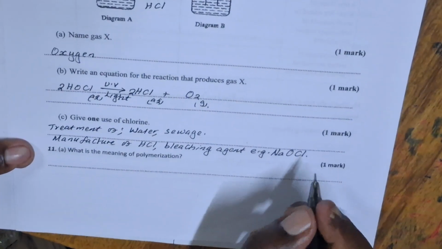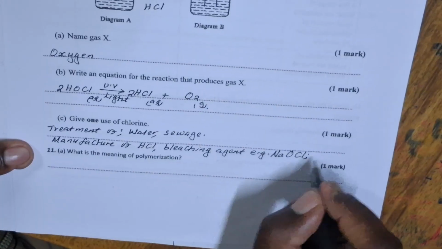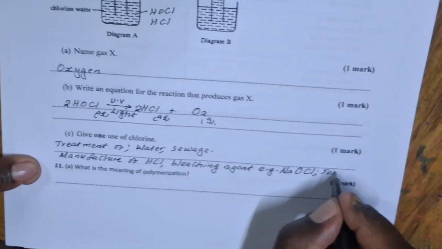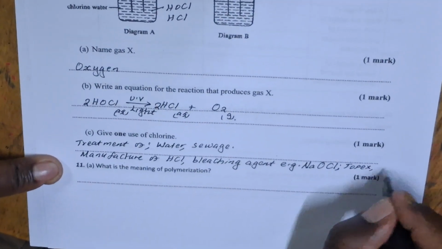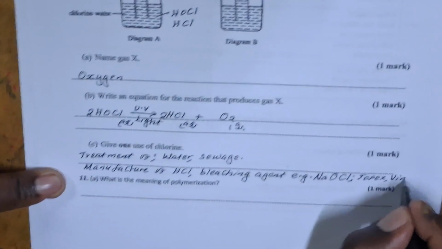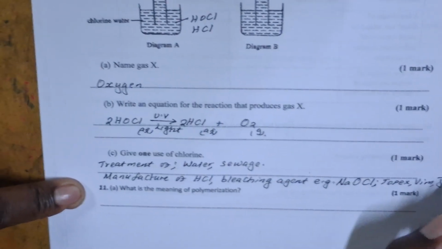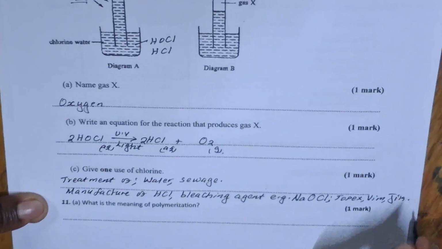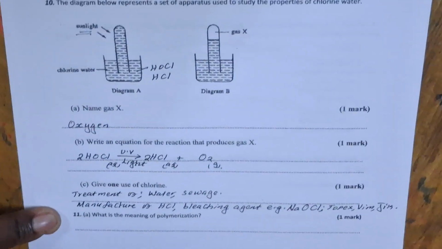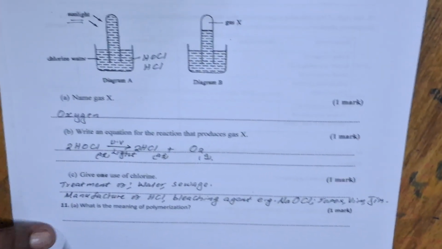These ones include things like Topex, Vim, Jik. Those are bleaching agents. What is the meaning of polymerization?